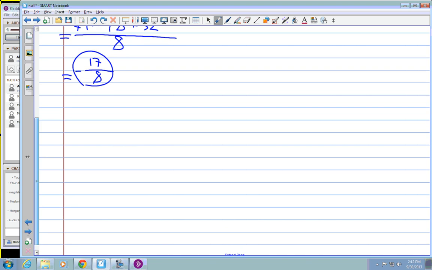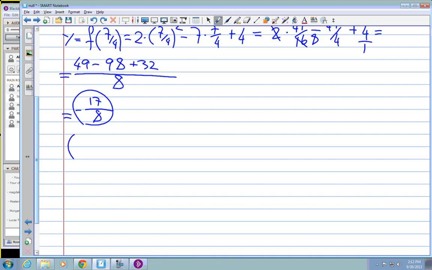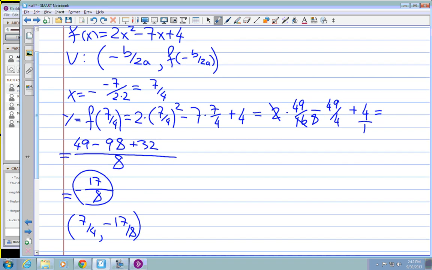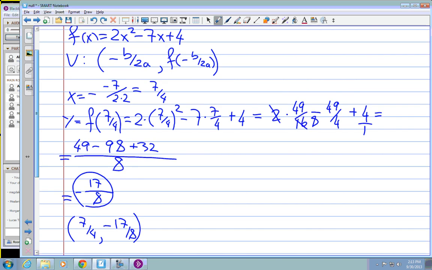So, what is the vertex again? Does this parabola have a maximum or a minimum value? Minimum. How do we know that? Because the number in front of the x squared is positive. So what is the minimum value of that parabola? Negative 17/8, right? So it's a normal parabola. That's how you do the vertex.